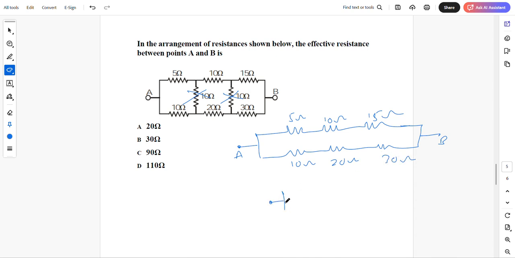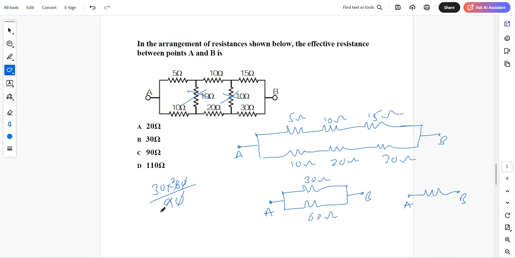Now write down the resistance values after adding. 5 plus 10 is 15, 15 plus 15 is 30. Okay, 30 ohm. 20 plus 30 is 50, 50 plus 10 is 60. Now what will be the total resistance? This is B. 30 into 60 divided by 30 plus 60 is 90. This gets cancelled. 2 threes are 6, 3 threes are 9, that is 20 ohm. 20 ohm is the right answer.